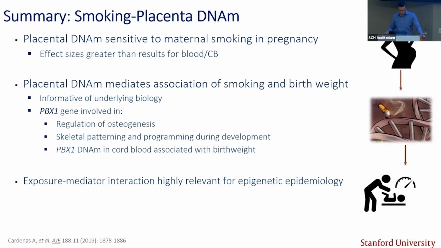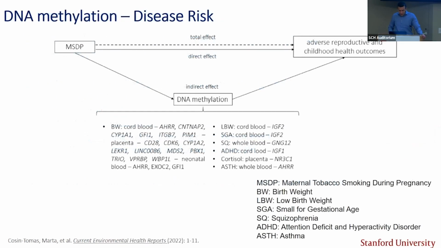And then we proposed this exposure mediator interaction that was highly relevant for epigenetic epidemiology. And this has been done for cord blood. The signatures appear to be different, so this is highlighting the relevance of studying different tissues as well. So I want to briefly mention that the evidence is mounting now. Exactly what we're trying to do is investigate that indirect pathway.